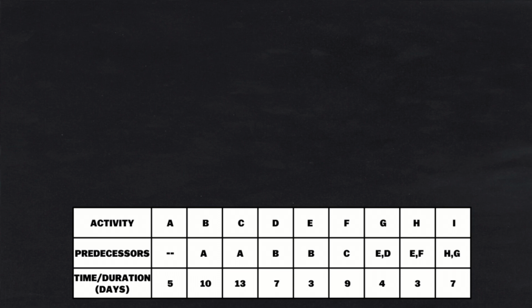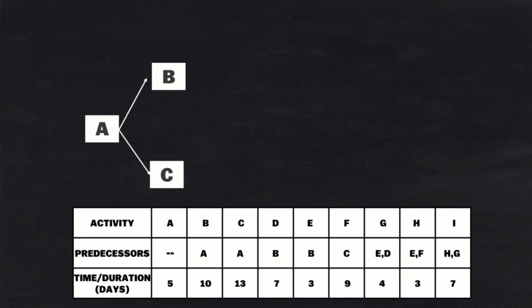Now, let's dive into arranging our activities. We'll start with activity A, which has no predecessors, and then sequence the remaining activities based on their dependencies. Activity A serves as the starting point since it has no predecessor. Activity B needs A to be completed before it can start. Also, activity C needs A to be completed before it can start. Activity B and activity C both depend on the completion of activity A. Therefore, they follow activity A in our sequence.